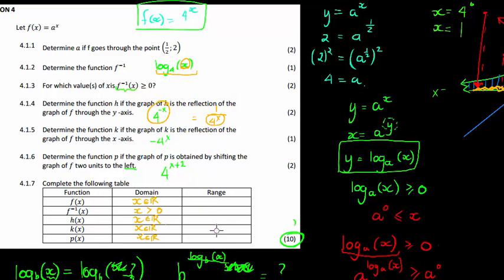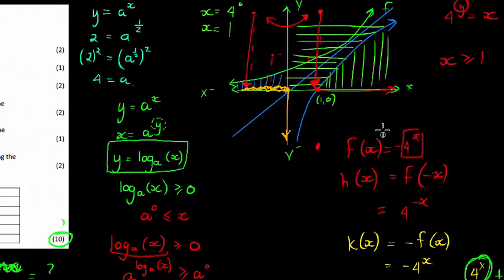Okay. The range is maybe a little bit more difficult. What is the range for the... So a range is what can I get out? What can an exponential expression... And again, look at the graph. Here's the original one. What can it be?